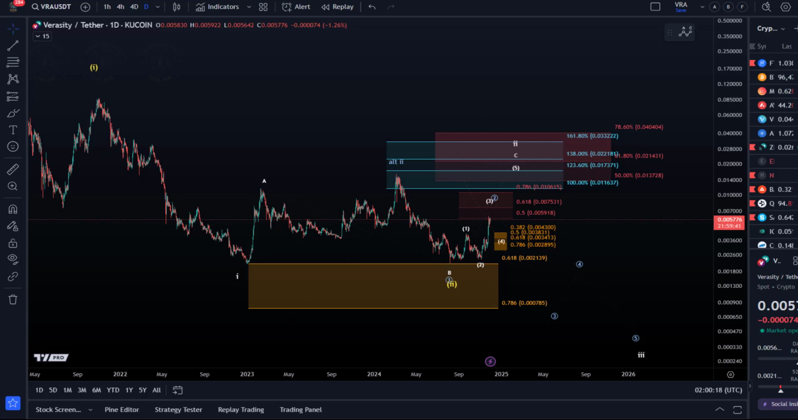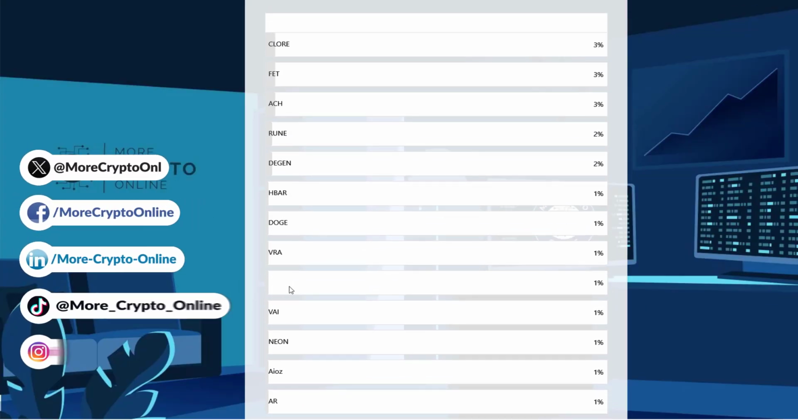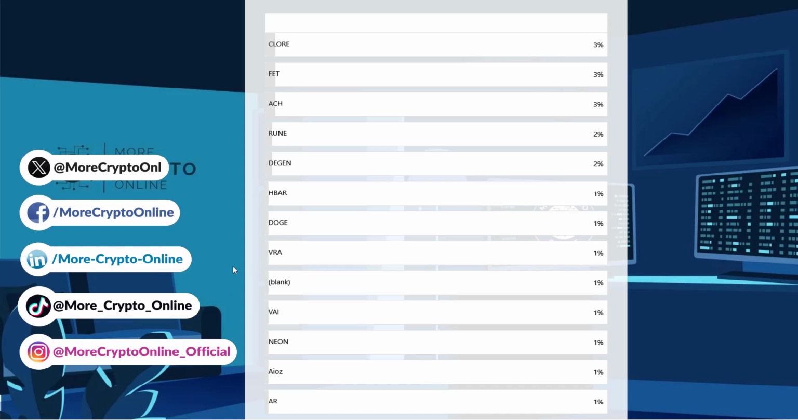So not covered very often, but it is this week on our coin request poll of the community. Every week Discord members can vote for certain coins. I take this list as inspiration, also try to cover as many of these as possible. As you can see here, this is our poll, and Verasity was voted for.